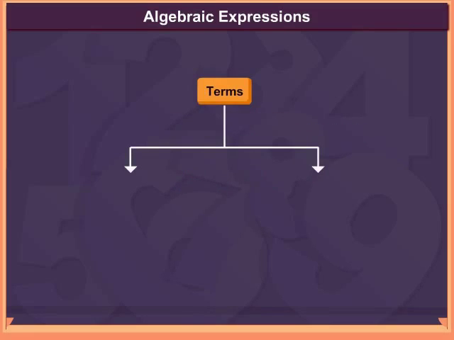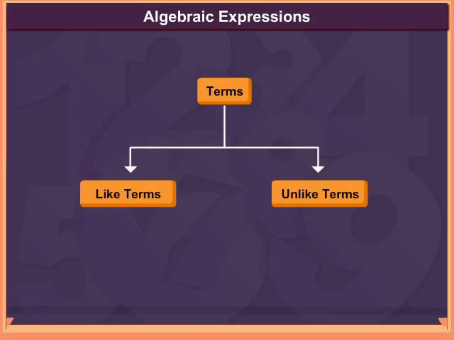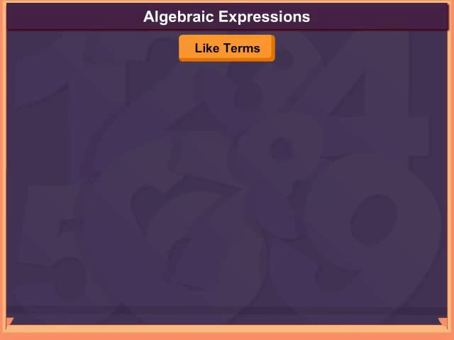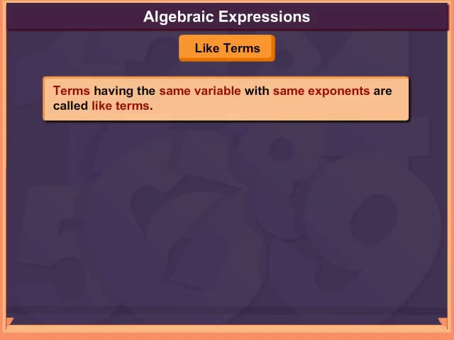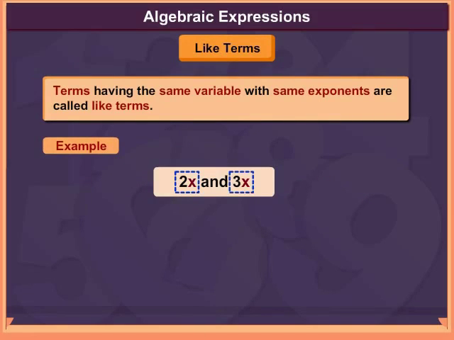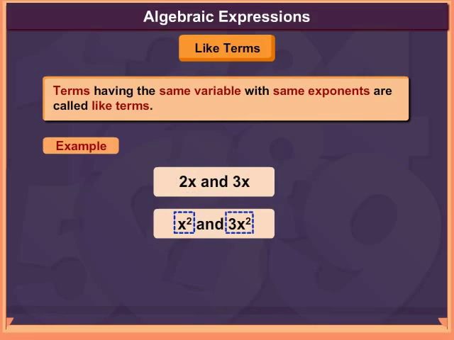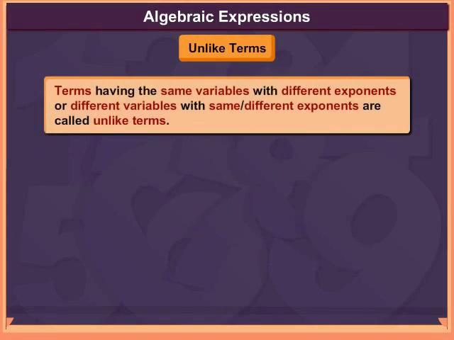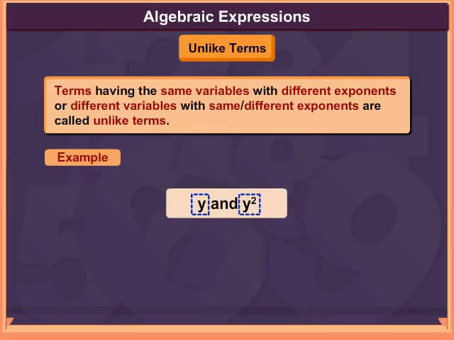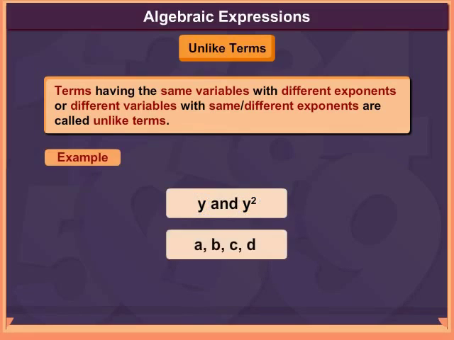There are basically two types of terms, like terms and unlike terms. Like terms: terms having the same variable with the same exponents are called like terms. Example: 2x and 3x are like terms, and x squared and 3x squared are like terms. Unlike terms: terms having the same variables with different exponents, or different variables with the same or different exponents, are called unlike terms. Example: y and y squared are unlike terms. Also, a, b, c and d are unlike terms.